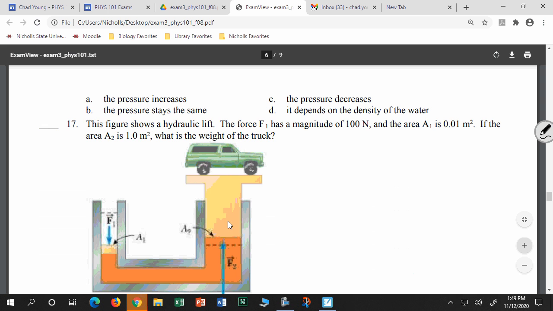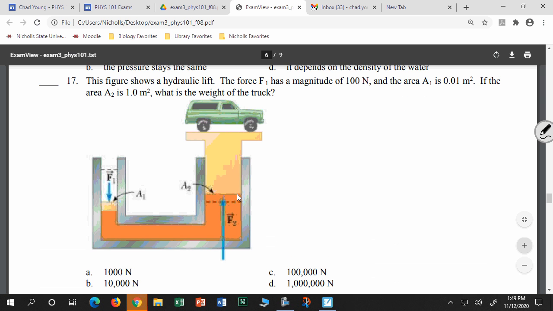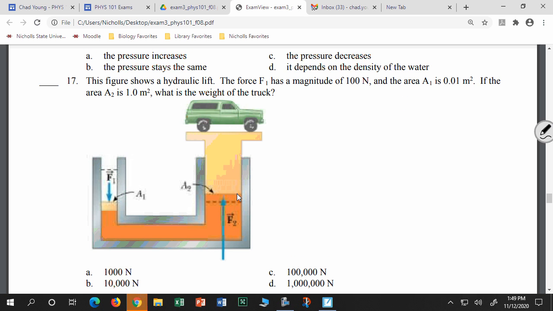You're going to have one of these. These are pretty easy, in that you just recognize that whatever amount I'm increasing my area is the amount that I increase my force. So here I'm going from 0.01 to 1. That's a factor of times 100. One hundredth to 1, I have to multiply that times 100. And so that means my force is 100 times what it was, or 100 times 100. That's 10,000 newtons.